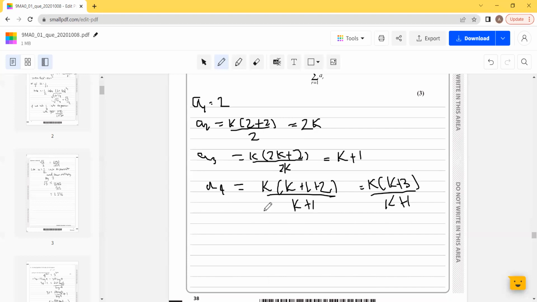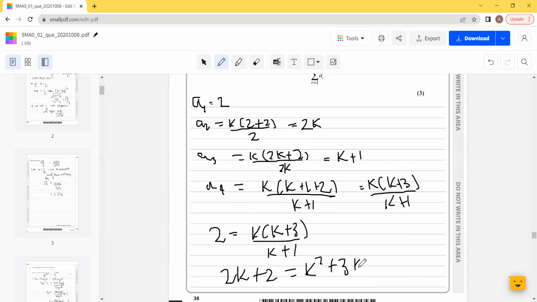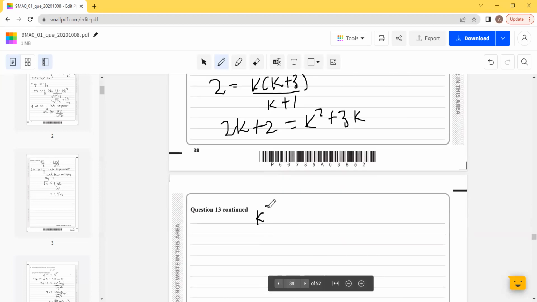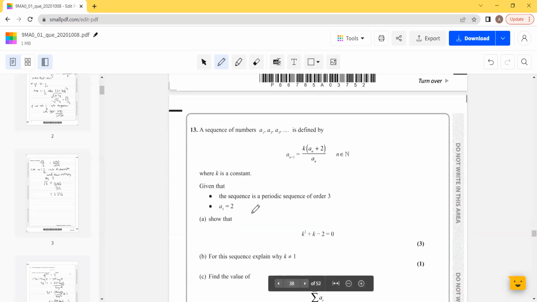Okay, so if we go ahead and do this, we also know that it's periodic. So we know that 2 is equal to k times (k plus 3) over k plus 1. Okay, this is periodic. So 2k plus 2 is equal to k squared plus 3k. So k squared plus k minus 2 is equal to 0. Okay, and we showed that that's true.